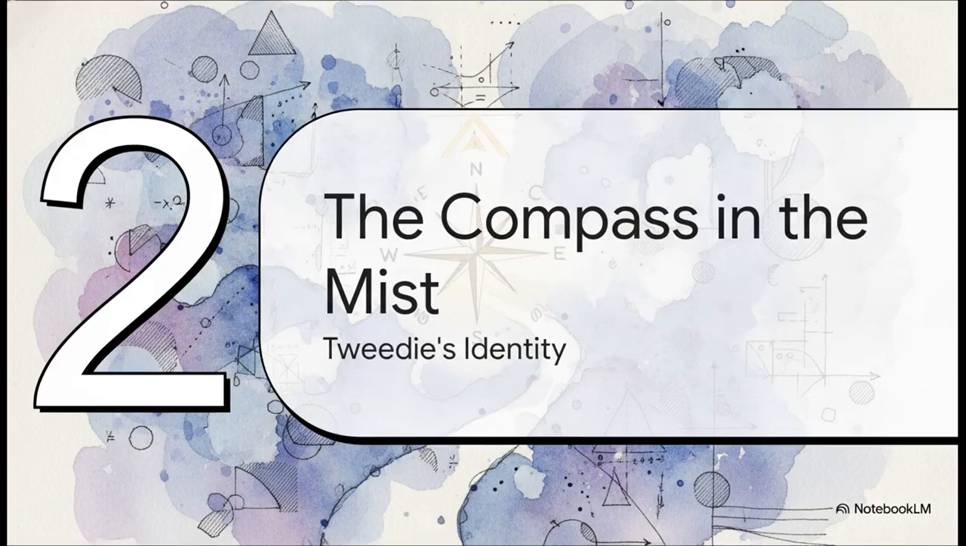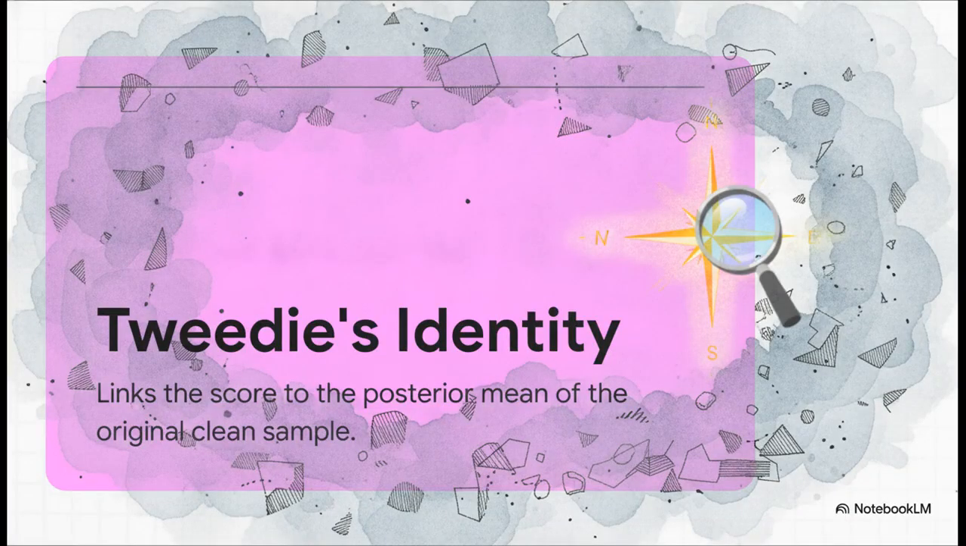Section 2. The compass in the mist. Tweedie's identity. Because a model doesn't just have a target handed to it on a silver platter, it actually has to learn how to navigate backward through all this mathematical noise. So how does it know which way is home when everything is completely blurred? The answer lies in Tweedie's identity.